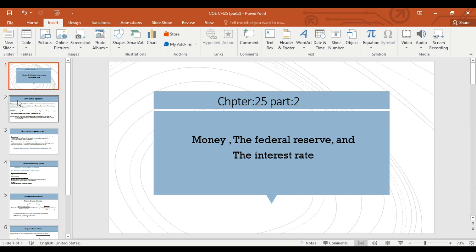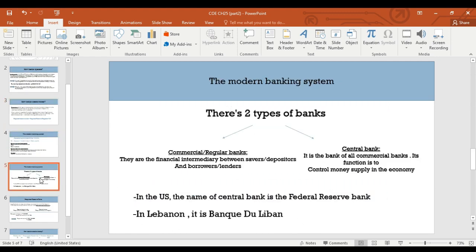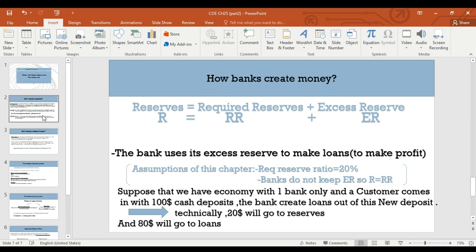We reached part 2. So in this PowerPoint we're going to talk about how banks operate, how banks create money, the modern banking system, and the required reserve ratio. So let's start.